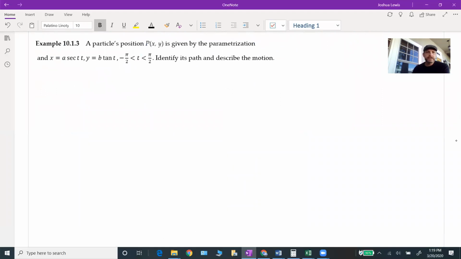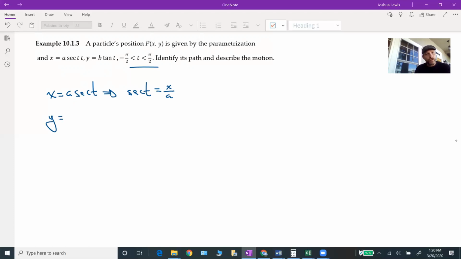All right, let's look at this one. x equals a secant t and y equals b tangent t on the interval negative pi halves to pi halves. Well, let's play the same game, right? I know that there's a Pythagorean relationship between secant and tangent. So I'm going to say, well, if x is a secant t, then secant t must be x over a.